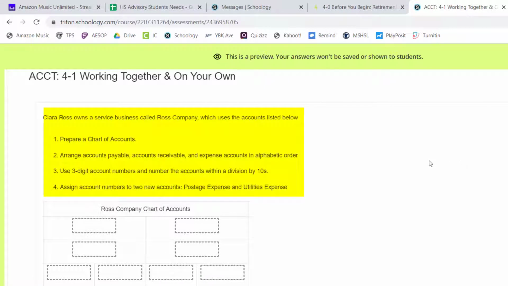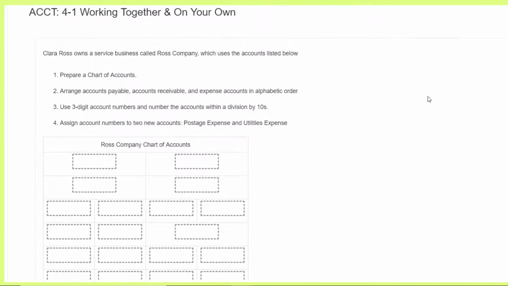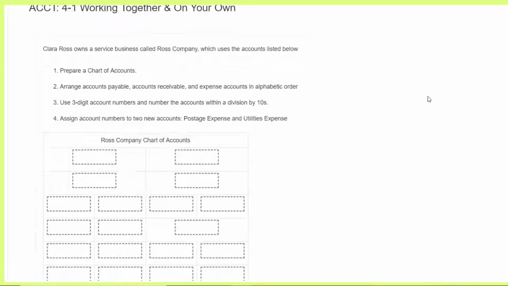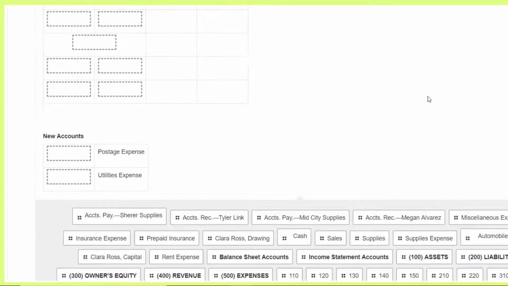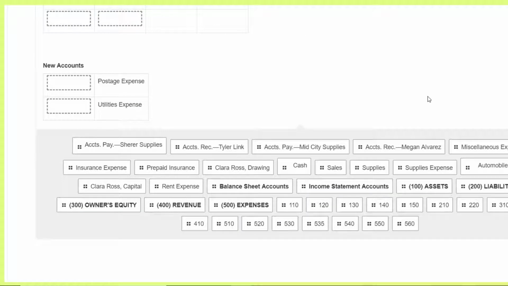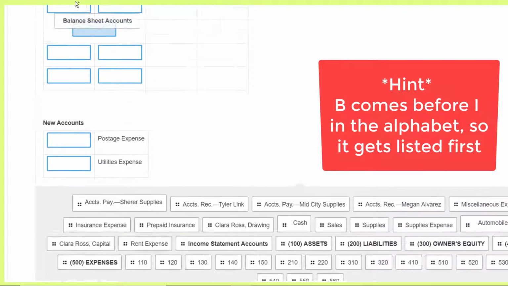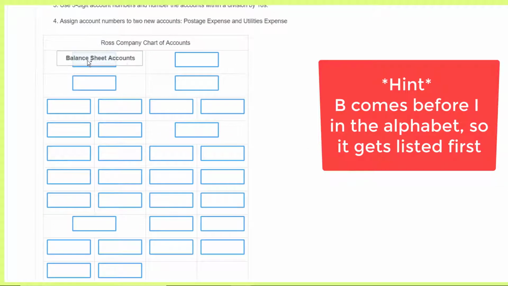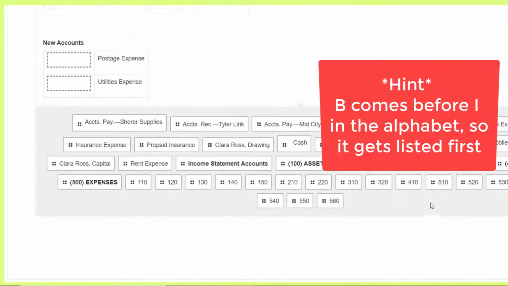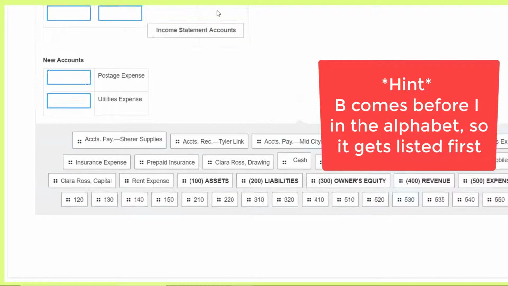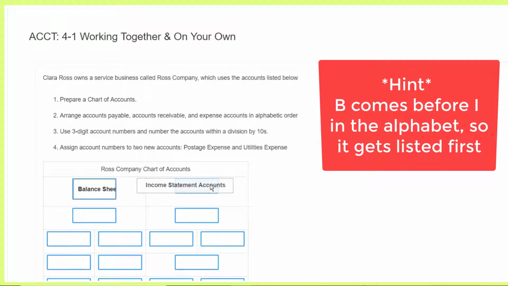business called Ross Company. So the very first thing that we'll do on a chart of accounts is determine which side is the balance sheet side and which side is the income statement side. I think it's easiest, just remember this goes in alphabetical order. So I'm looking for balance sheet accounts, which would be right here. And I'm going to drag that all the way to the top left, which means our income statement is going to be on the top right.